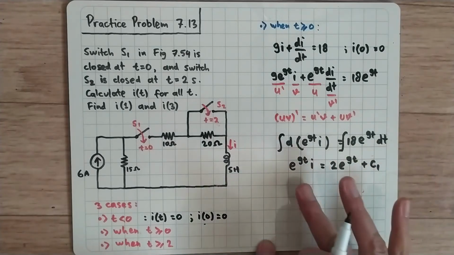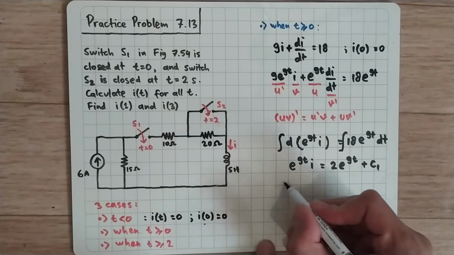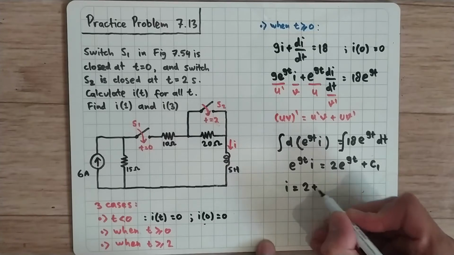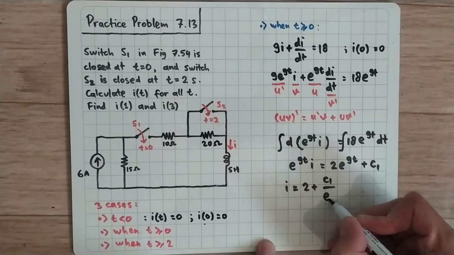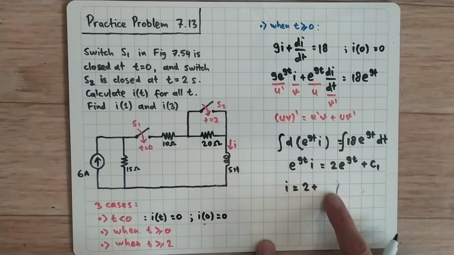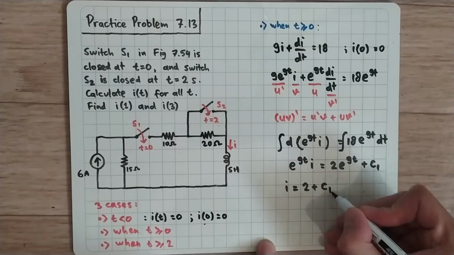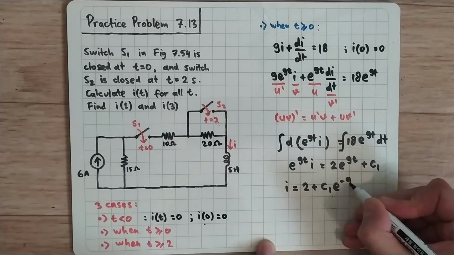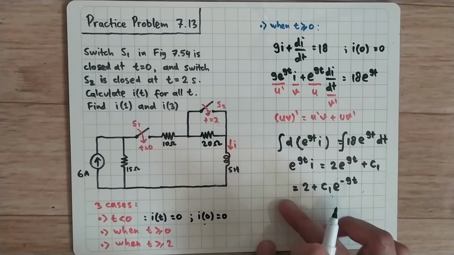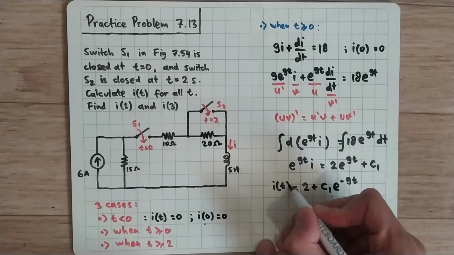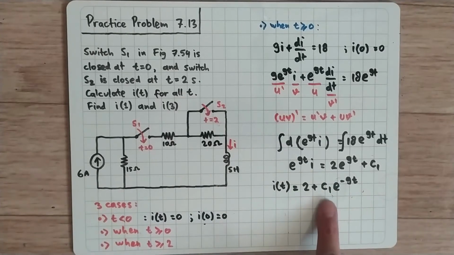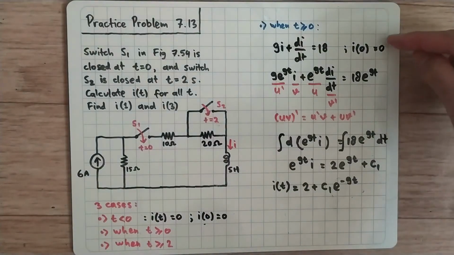So now I can divide both sides by e to the 9t, so I will have i is equal to 2 plus c1 over e to the 9t. Or I can rewrite this with a negative exponent, so I will have c1 multiplied by e to the minus 9t. Because this is a function of time, I can rewrite i here as i of t. Now we need to find this integration constant. How? From the initial condition.